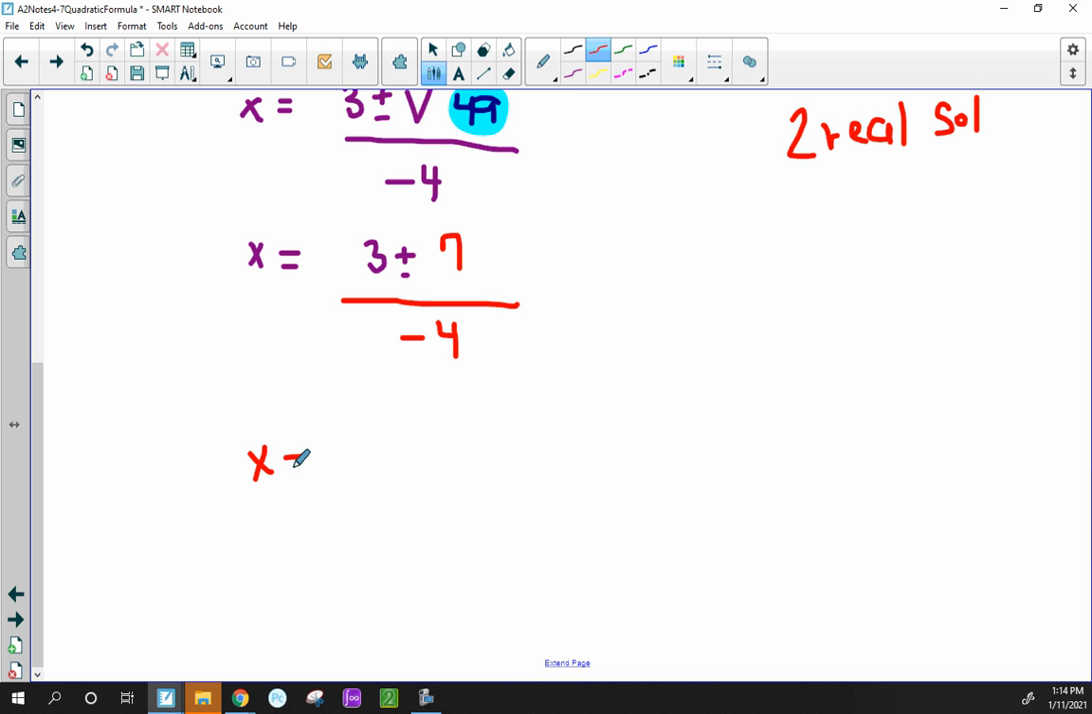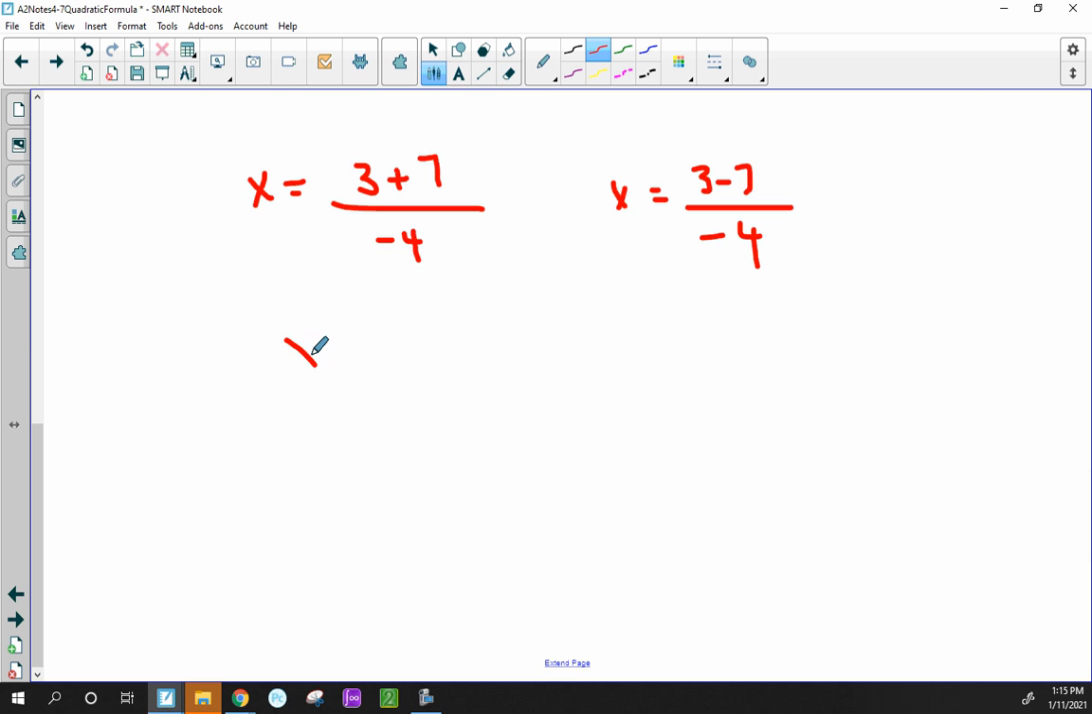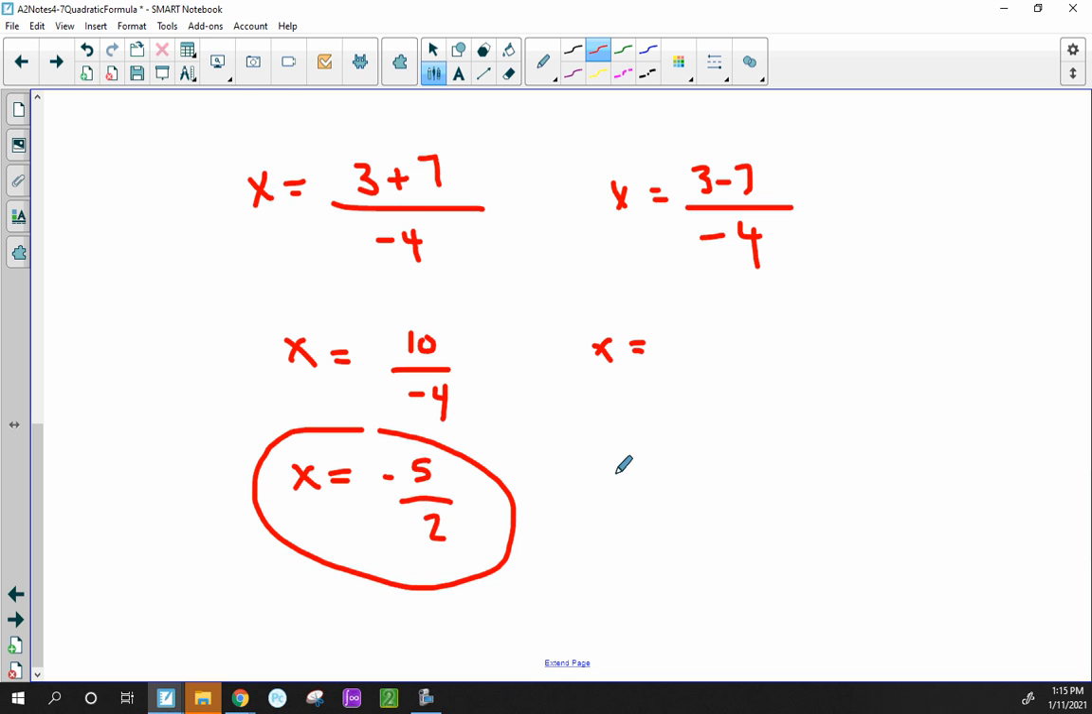And I would suggest you write it out twice like I'm showing in the notes right now, just so you don't make a silly error at the end. So I would write it like this. So now x is going to be equal to 10 over negative 4. And let's see, let's go ahead and simplify that or finish it. 10 divided by negative 4 is the same thing as negative 5 halves. So that's my first answer for this problem.